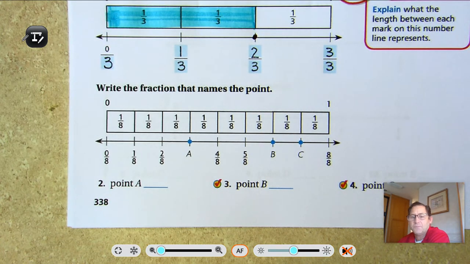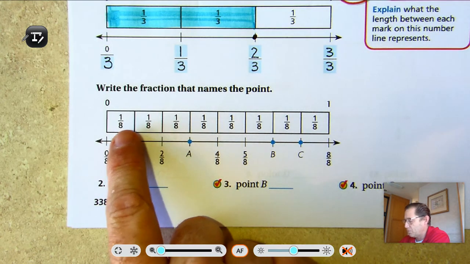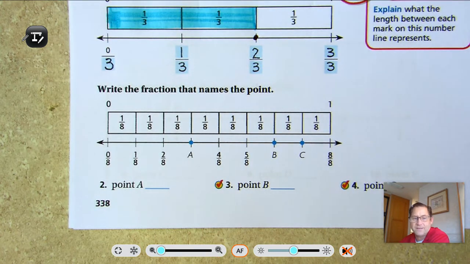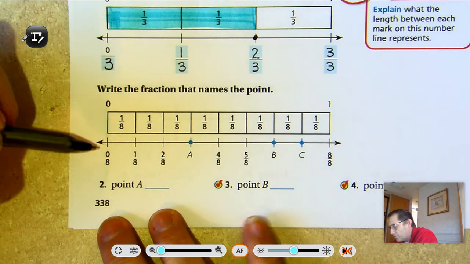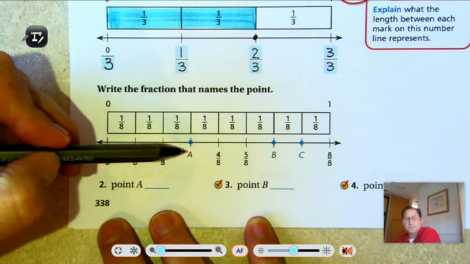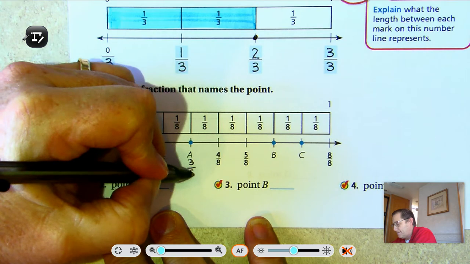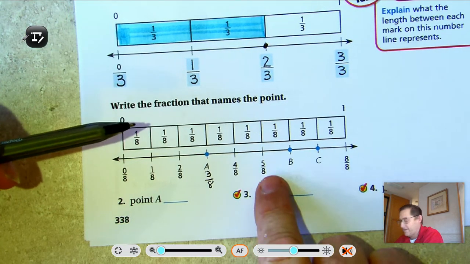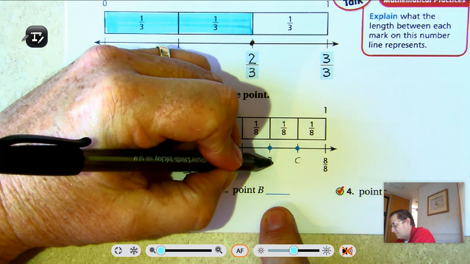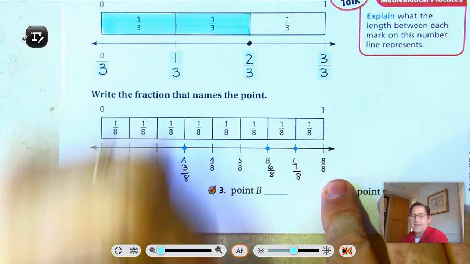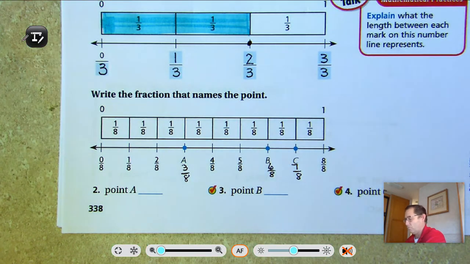Write the fraction that names the point. So in this case, we see that our number line is broken into 8 equal parts. Each part is 1/8 of the distance between 0 and 1. So as we go through, we have 0/8, 1/8, 2/8. So what number comes between 2/8 and 4/8? It would be 3/8, 4/8, 5/8, 6/8, 7/8, 8/8.